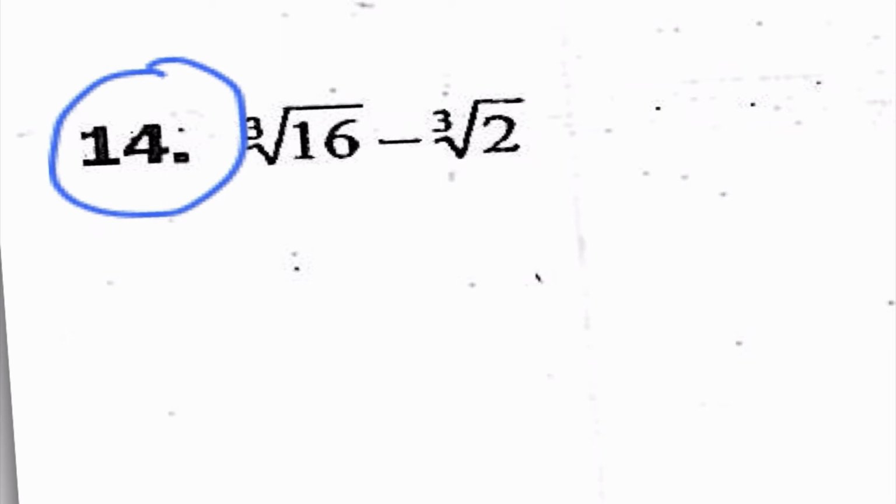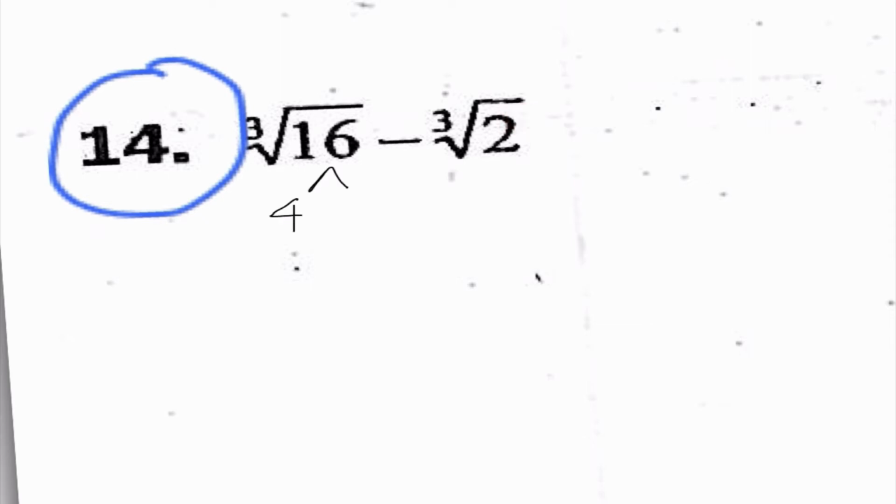Our next one here is number 14. I have the cube root of 16 minus the cube root of 2. And if we look at this, I notice I have the same index number, so we know that that is one of the two things that we need. If this had been multiplication, we could just multiply straight across. However, when we are adding or subtracting, I need the same index number and the same radicand. So I'm going to have to go ahead and simplify this a little bit.